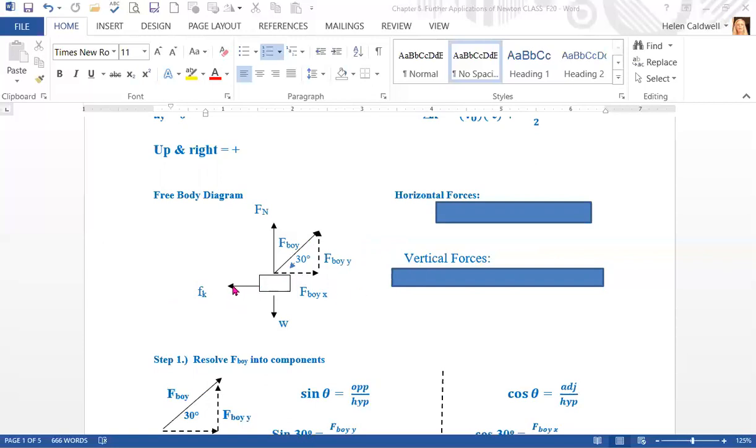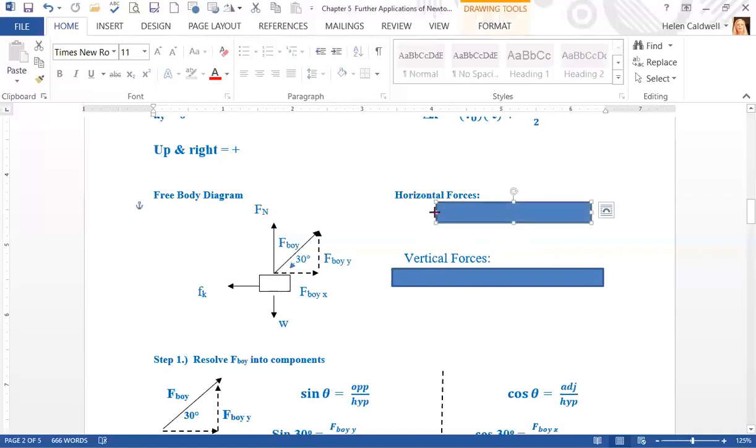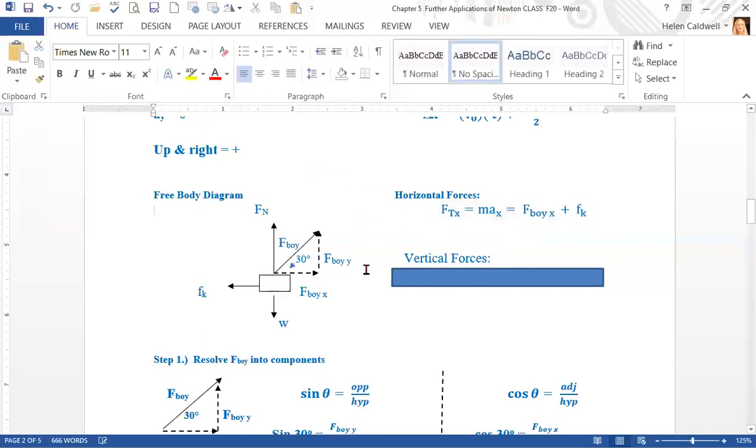We use this picture to come up with our horizontal and vertical force equations. And remember that friction always opposes the motion. So if the box is going to the right, friction goes to the left. All right. So horizontal forces, F total in the x direction equals m times a sub x equals every vector pointing right or left. We have the frictional force and we have the force of the boy in the x direction. And so they're just added together.